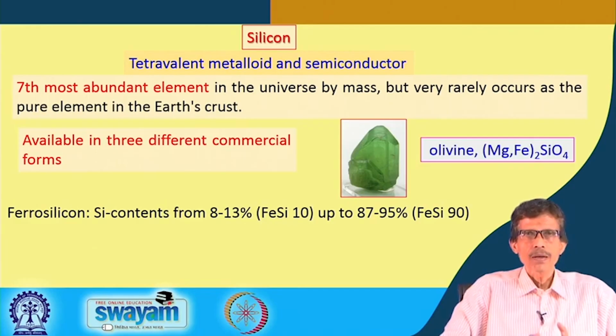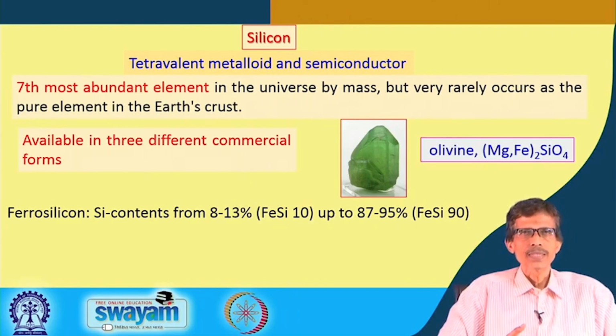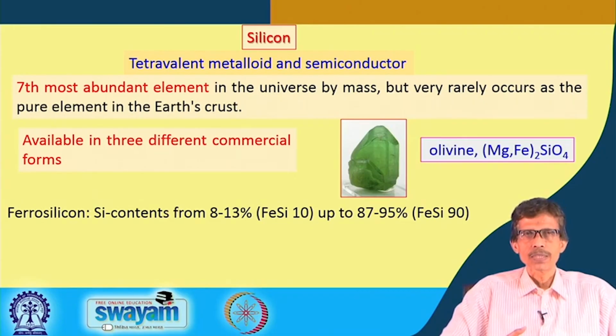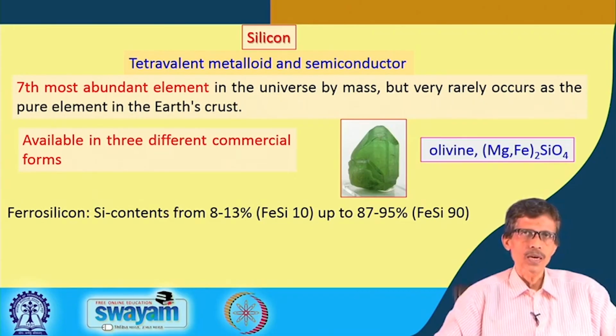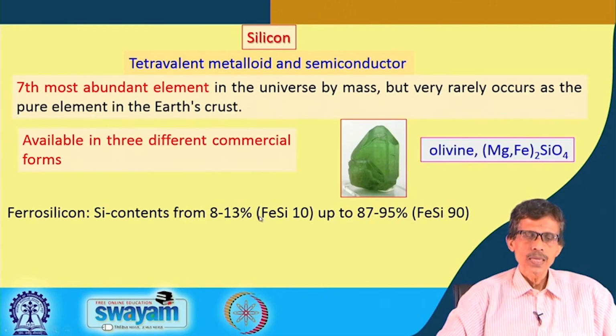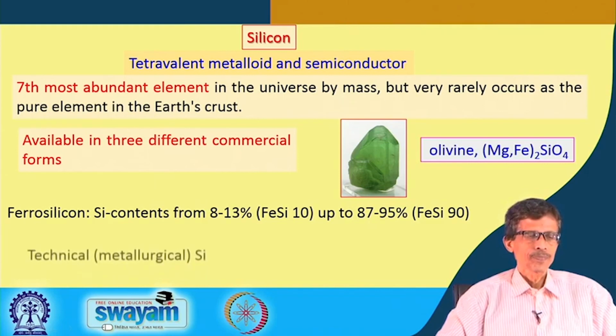So, the average percentage of it is 10; it can go down to 8 or it can go up to 13. So, an average value of 10 of silicon in that particular material is known as ferrosilicon, and we can have a large amount of this incorporation, that means silicon incorporation can go up to the range of 90, which we consider as ferrosilicon 90.